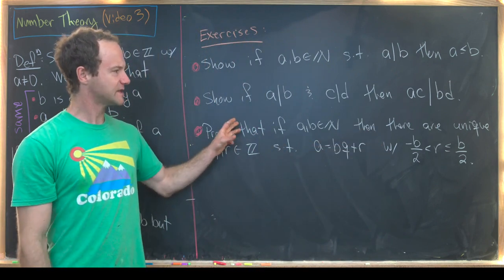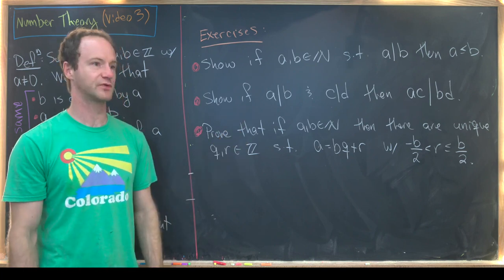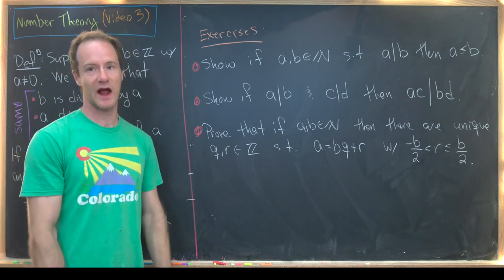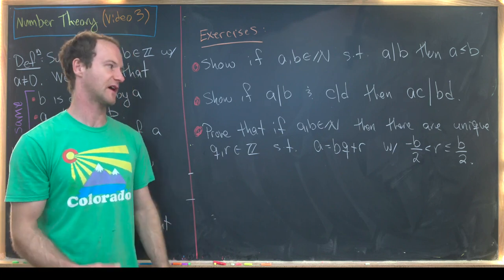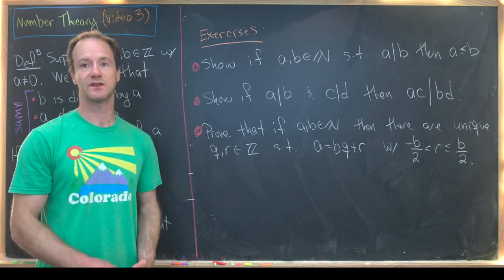Okay, so I would say maybe try to do this third one without looking at the proof that was presented for the normal division algorithm, just for practice. But if you get stuck, go back and look at that proof, and that'll probably get you out of being stuck. Okay, that's a good place to stop.